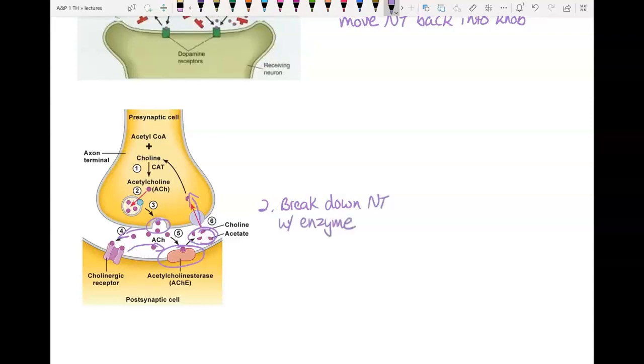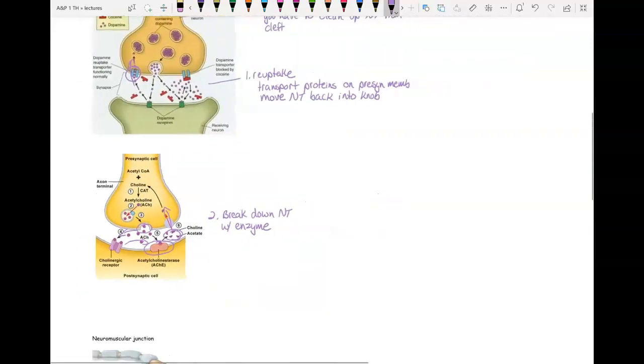So either way, you have to get that neurotransmitter cleaned up. You have to deactivate it so that it can't keep repeating the signal. The purpose of this is you want to avoid repeating the signal. So that is why you will either take up or break down the neurotransmitter.